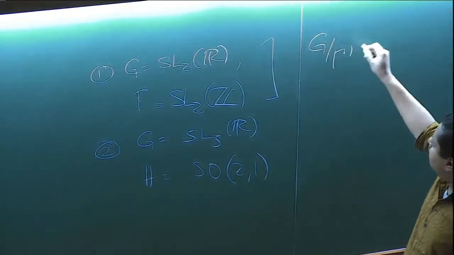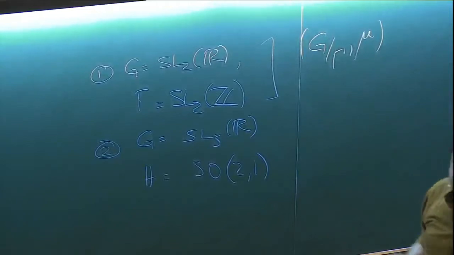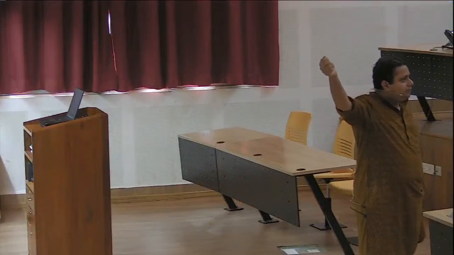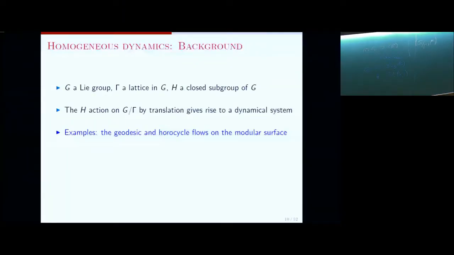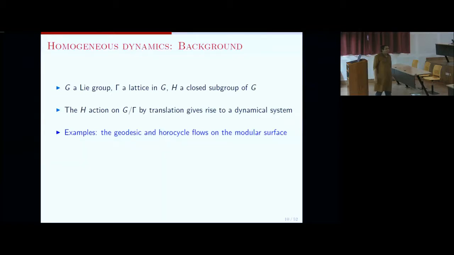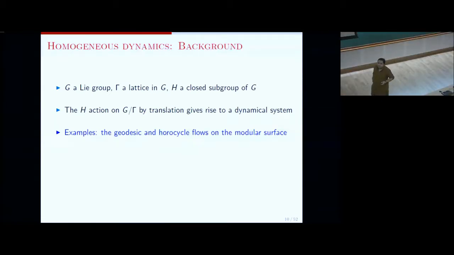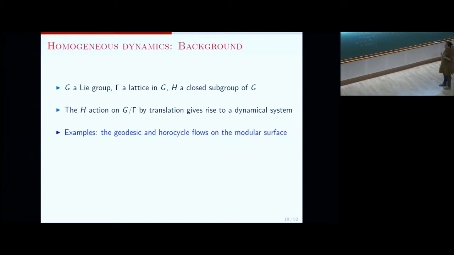Since gamma is a lattice, G mod gamma comes along with a probability measure. So we can do ergodic theory by considering the actions of subgroups of G by translation on G mod gamma. This is a very rich class of systems and can exhibit extremely chaotic behavior. What is somehow surprising is that sometimes you have a very complicated group acting on a complicated quotient, but the action is actually very well behaved. This was one of the main themes in the Dani and Raghunathan conjectures. We'll come to that briefly.